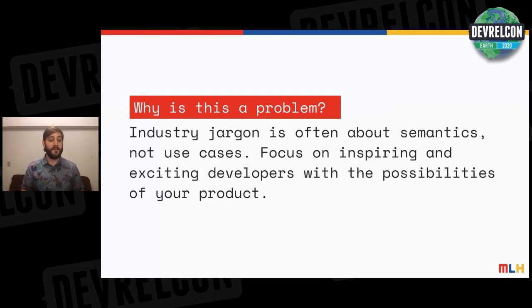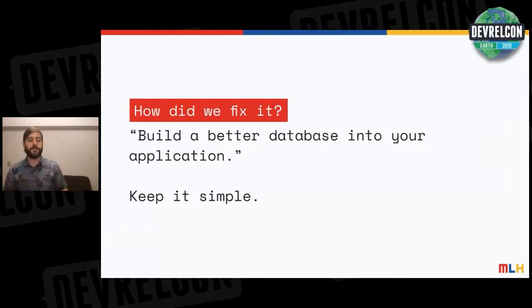And we often drive people away because they feel a little alienated by the complexity of the language that's used in developer platforms. And so we started to simplify it, right? Turning something like a multi-tenancy database into just build a better database into your application. The goal of marketing copy is to hook someone, not reveal every potential possibility of your platform.